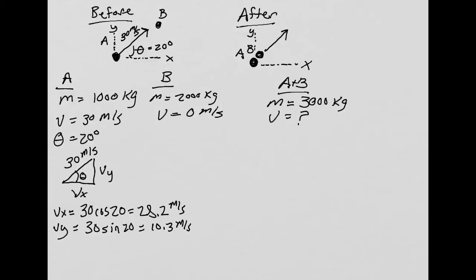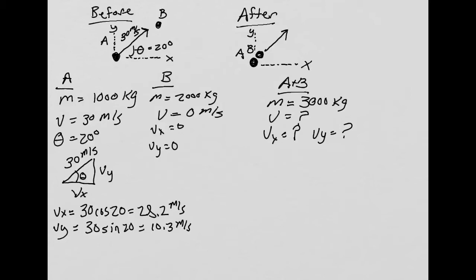B, since it's not moving, we already have everything done. Its velocity in both the x and y directions is 0. So I'm going to put that up here. Vx equals 0, Vy equals 0. So after the collision, we also have unknowns, but we need to break them down, right? Vx is equal to question mark, and Vy is equal to question mark. So the goal is to find Vx and Vy, and then use the Pythagorean theorem to find V, right?